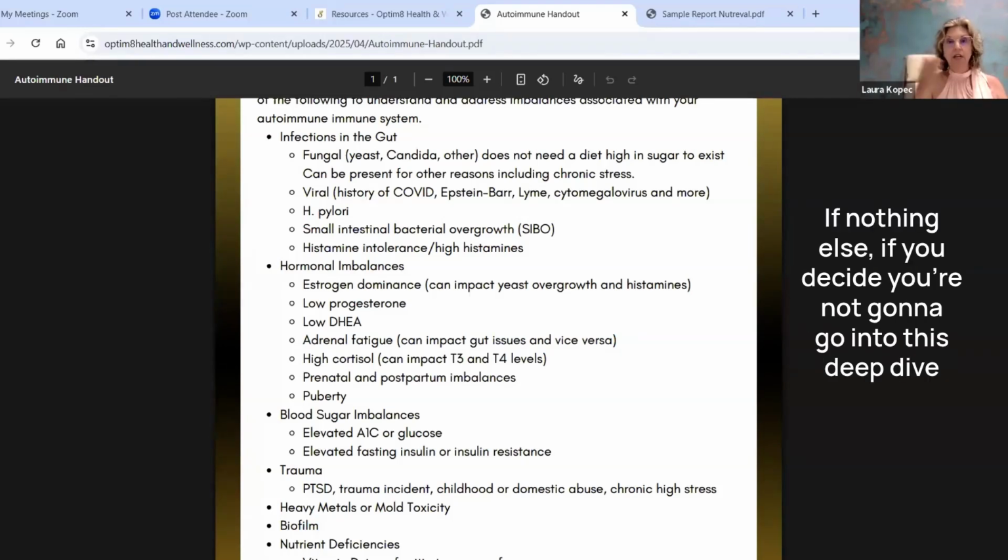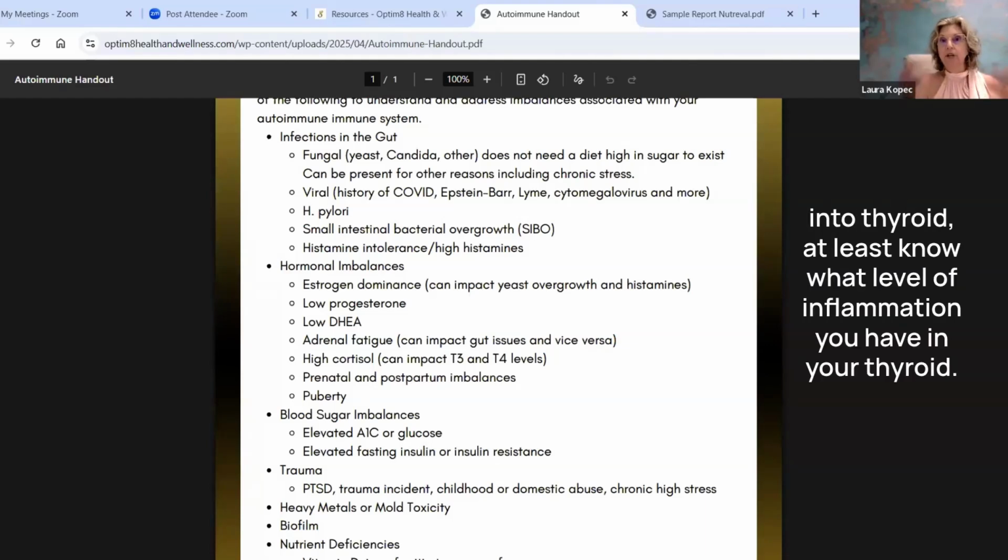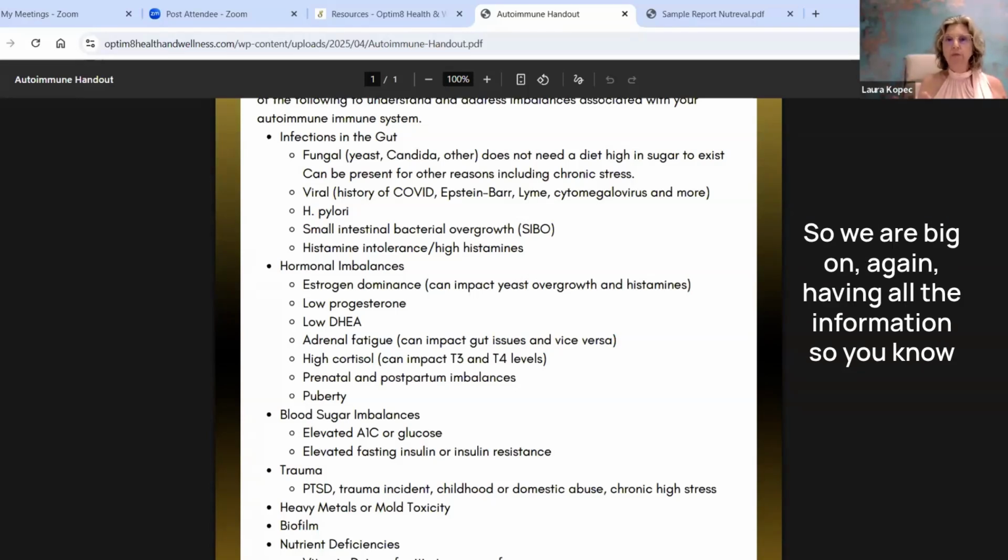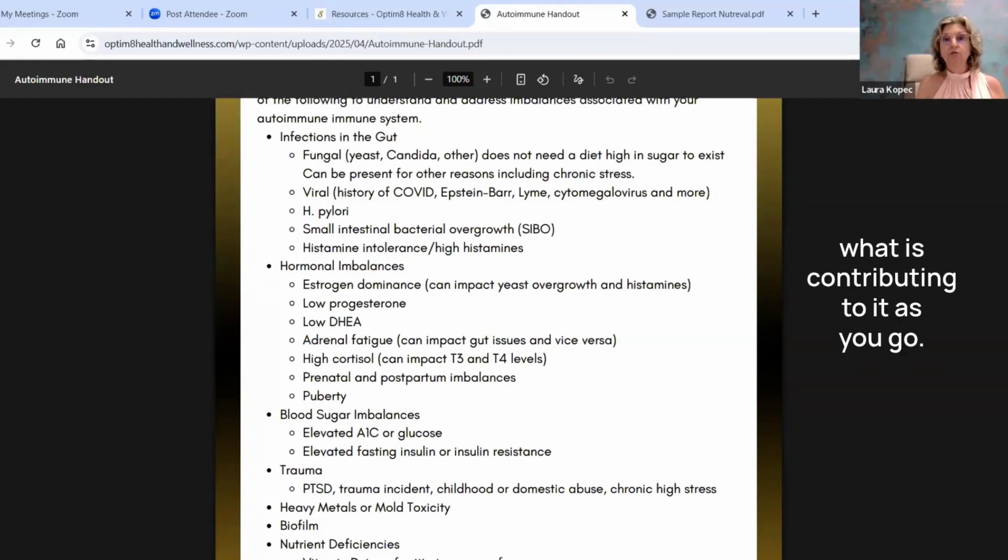If you decide you're not going to go into this deep dive into thyroid, at least know what level of inflammation you have in your thyroid. So we're big on, again, having all the information so you know what is contributing to it as you go.